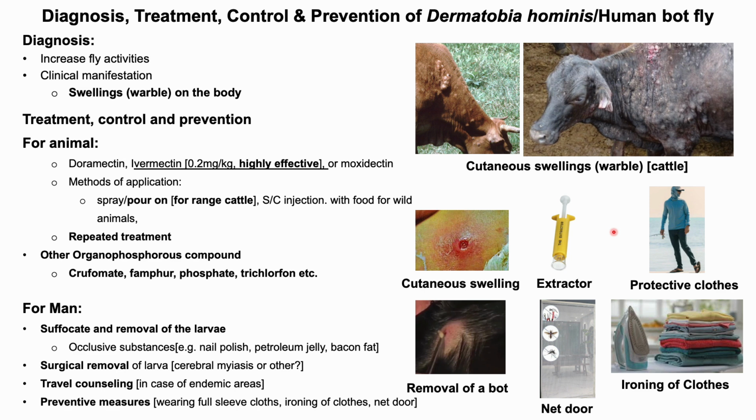For endemic areas, it is best to take some precautions for the control and prevention of this fly infestation, such as wearing full-sleeve clothes when going outside, using net doors or net windows to prevent fly attack at home, and wearing clothes after ironing if they are dried outside, because the fly lays eggs on moist clothes as well.